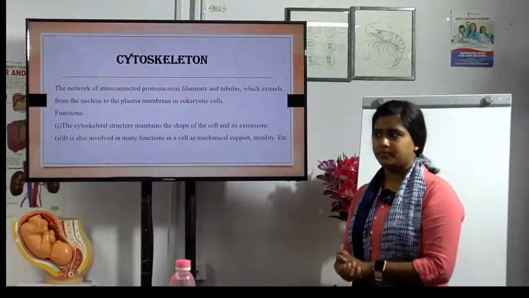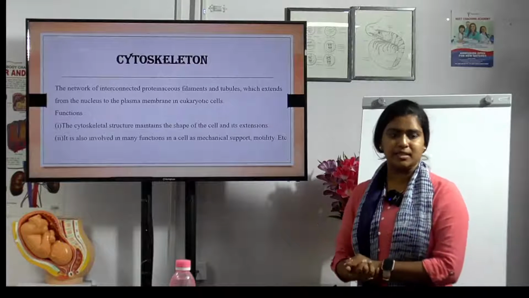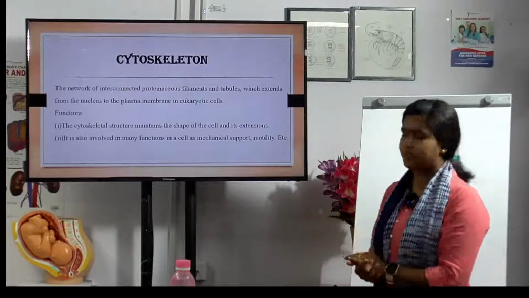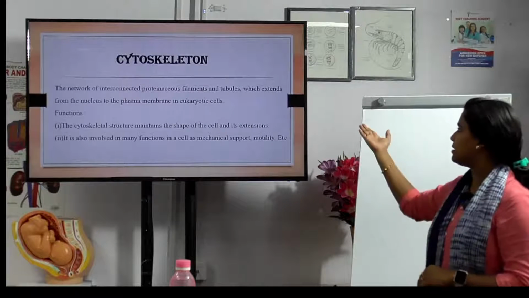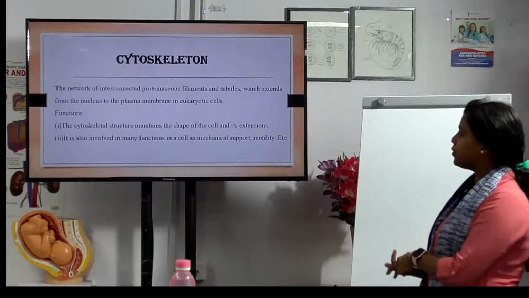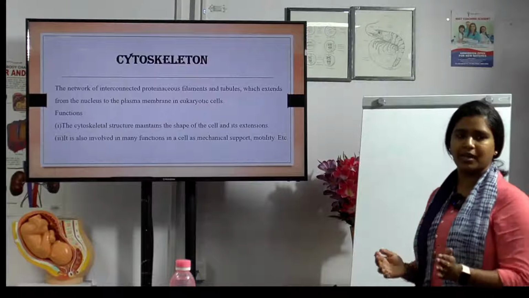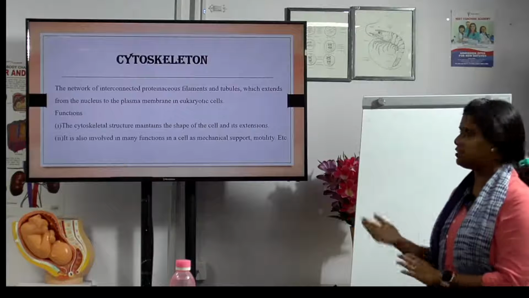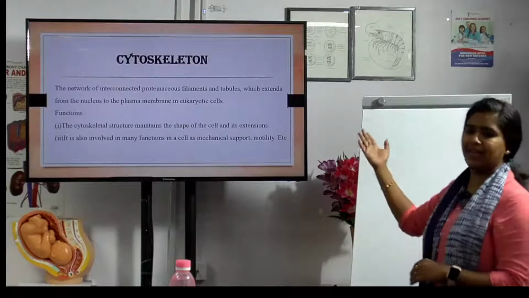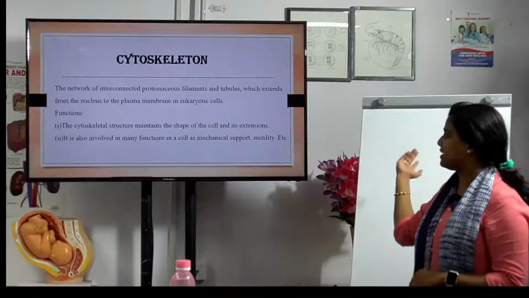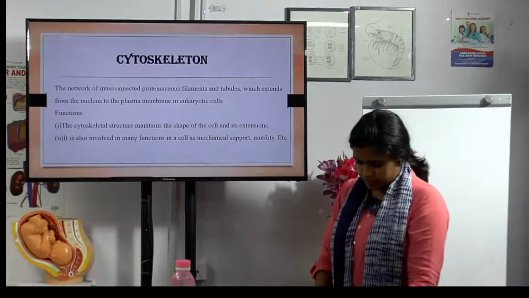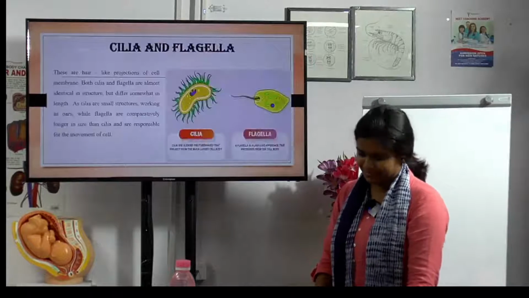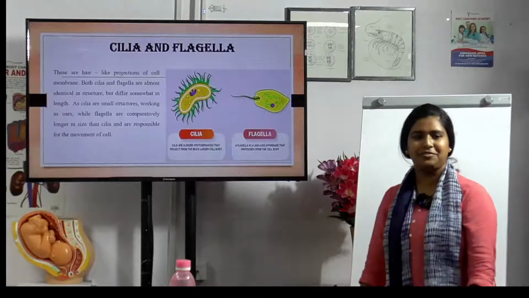Okay, next is the cytoskeleton. It is involved in the cell, a network of interconnected proteinaceous filaments and tubules which extends from the nucleus to the plasma membrane. So from the nucleus to the plasma membrane, that is known as the cytoskeleton. Its function is to maintain the shape of the cell and its extensions, and also to give mechanical support and motility.